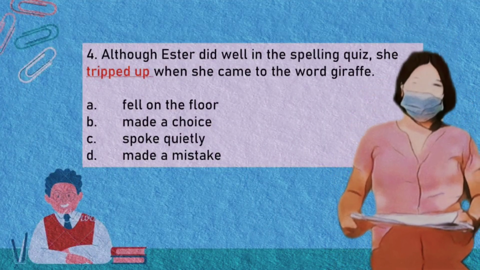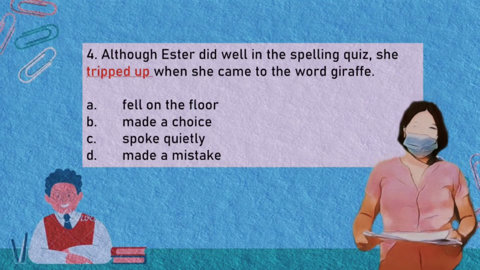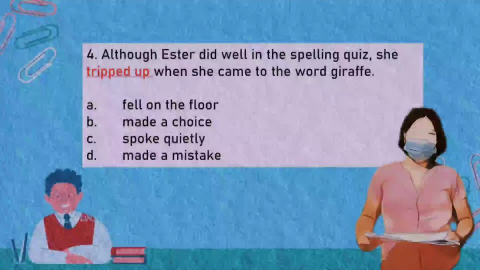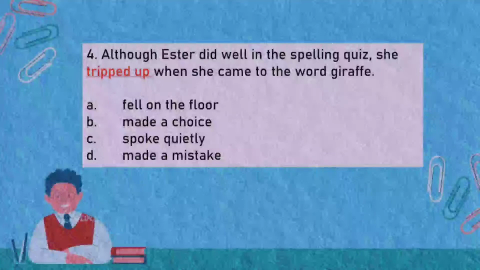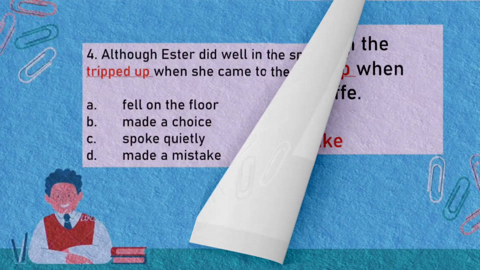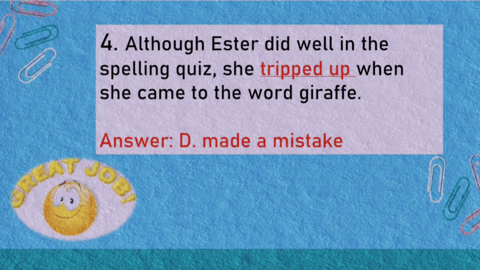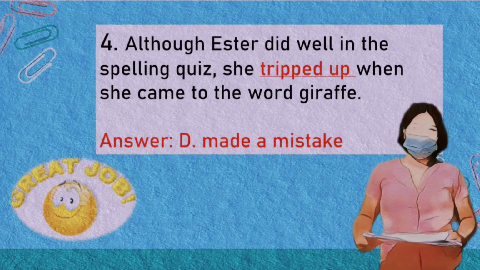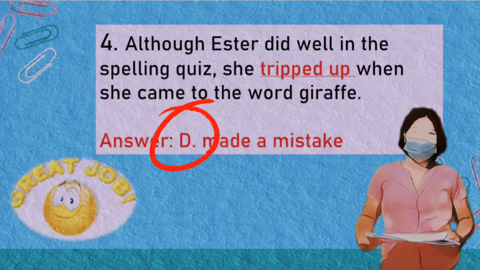Question number 4. Although Easter did well in the spelling quiz, she tripped up when she came to the word giraffe. A. Fell on the floor. B. Made a choice. C. Spoke quietly. Or D. Made a mistake. Let us check your answer, class. The answer for question number 4 is letter D, made a mistake.